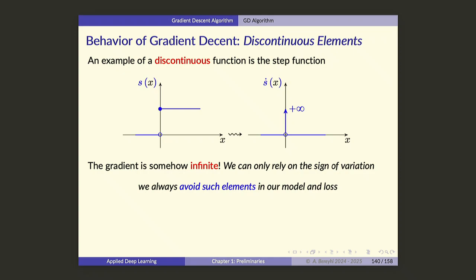But if for any reason you want to use it, then the only idea that you have is to reuse the sign of the gradient at that point. So you're going to say, here is plus infinity, so I'm going to take it plus 1, right? And if the function is jumping from 1 to 0, you can put it minus 1, right? You can only use the sign. Now, if you only use the sign, does it remind you of some specific algorithm?